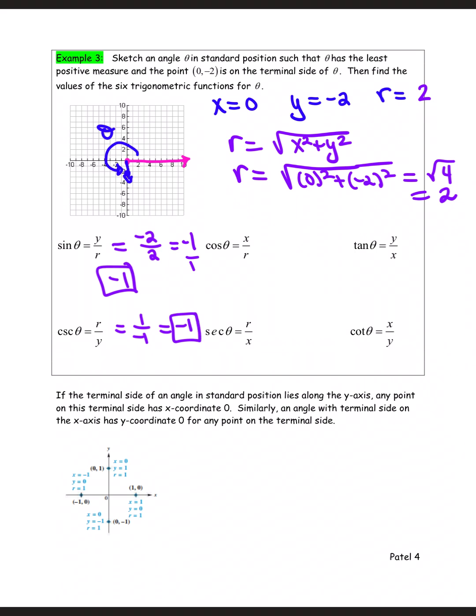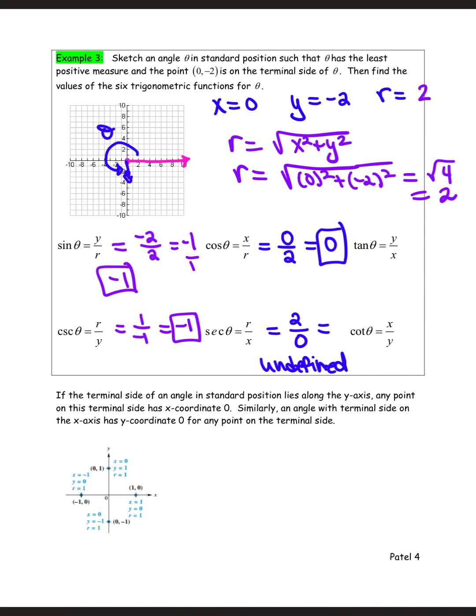And then cosine of theta is x over r. X is 0, r is 2, 0 divided by 2 is 0. The reciprocal of cosine of theta is secant of theta, so r over x. So we have 2 over 0, which is undefined. Anytime the 0 is under, it's undefined.